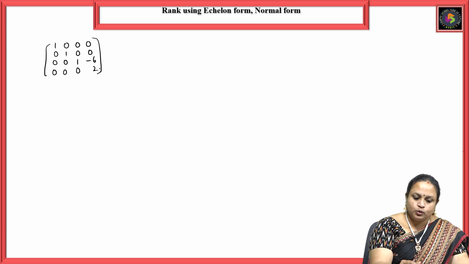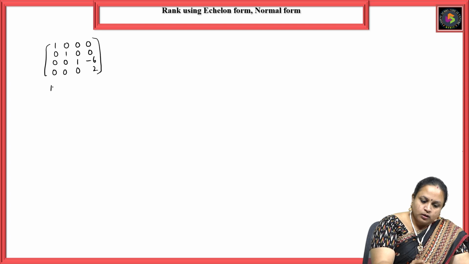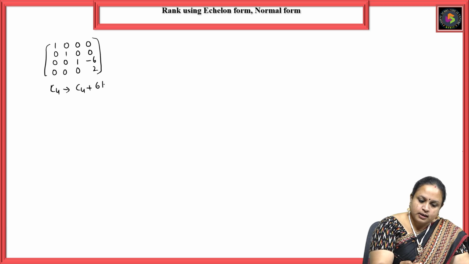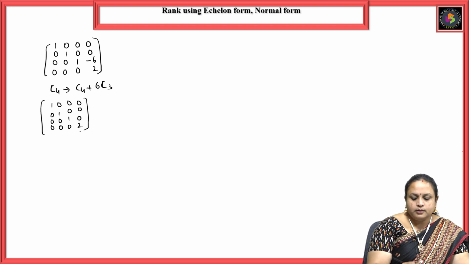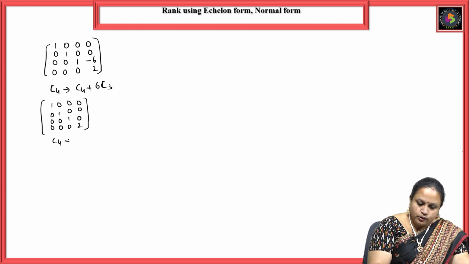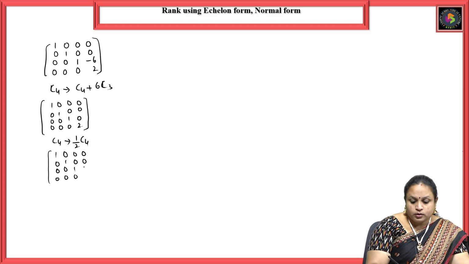Now let us make minus 6 as 0 using the third column. So C4 implies C4 plus 6 C3. It is 1 0 0 0, 0 1 0 0, 0 0 1 0, 0 0 0 2. Now let us divide the column 4 with 2. It is 1 0 0 0, 0 1 0 0, 0 0 1 0, 0 0 0 1.